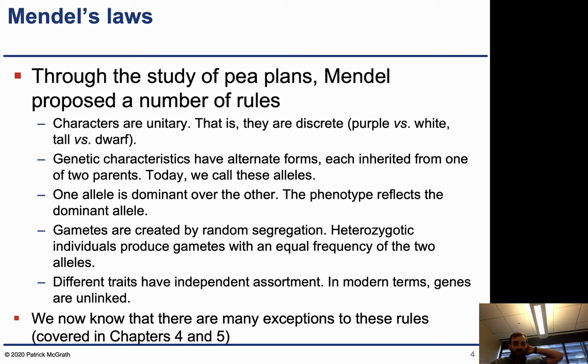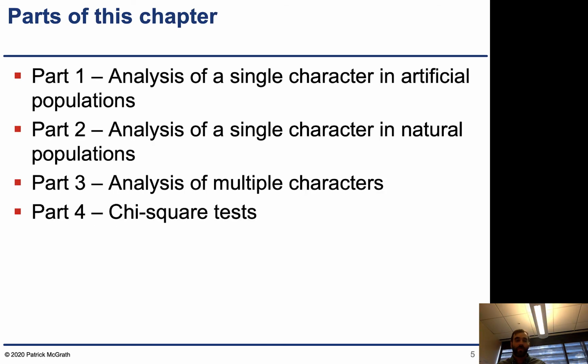So these are very simple rules. We know there are many exceptions to these rules, so this chapter is a subset of all possibilities, and we're going to expand upon these in Chapter 4 and 5, where these rules end up being violated. This chapter is broken up into 4 parts: analysis of a single character in artificial populations. Part 2 will be the analysis of a single character in natural populations. Part 3 will be analysis of multiple characters at the same time, and then finally Part 4 we will cover chi-square tests.